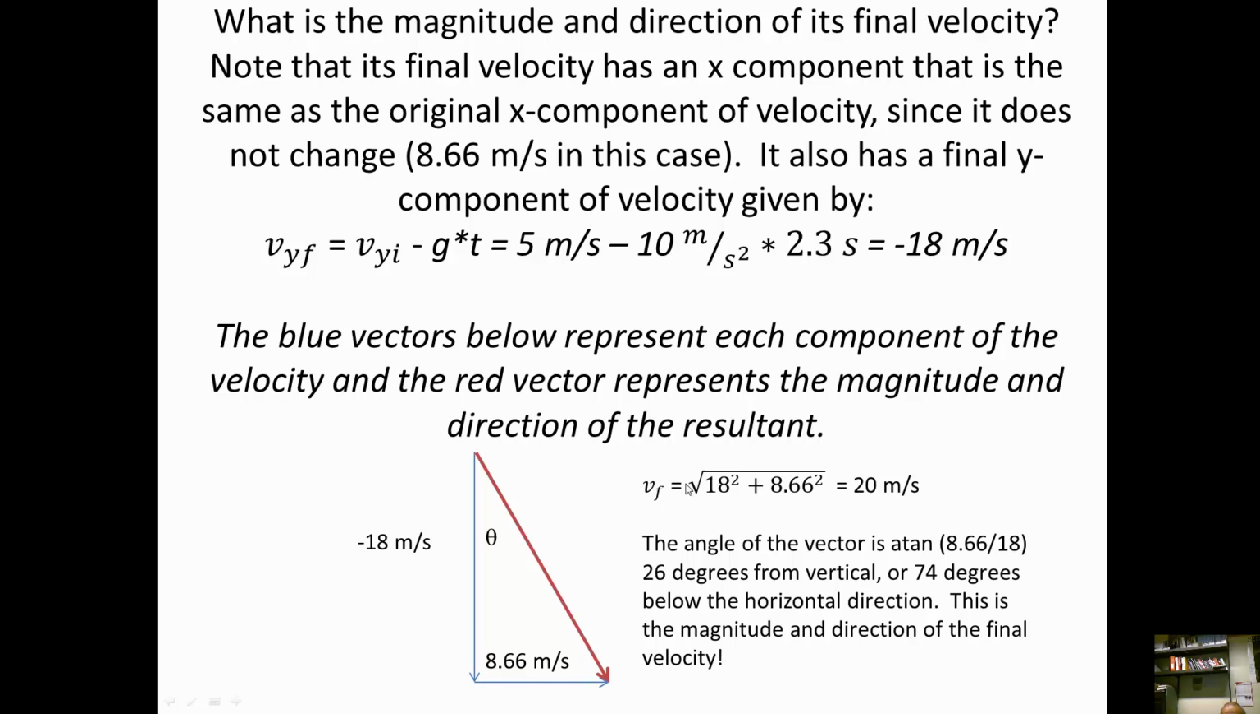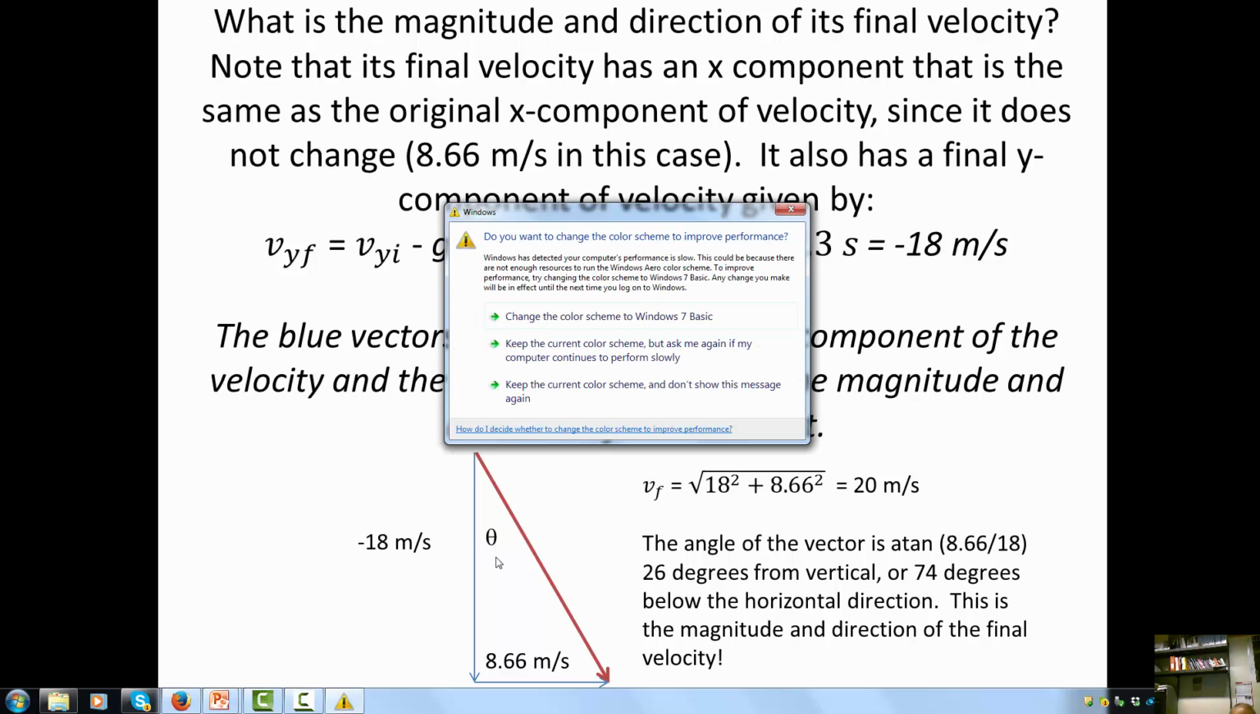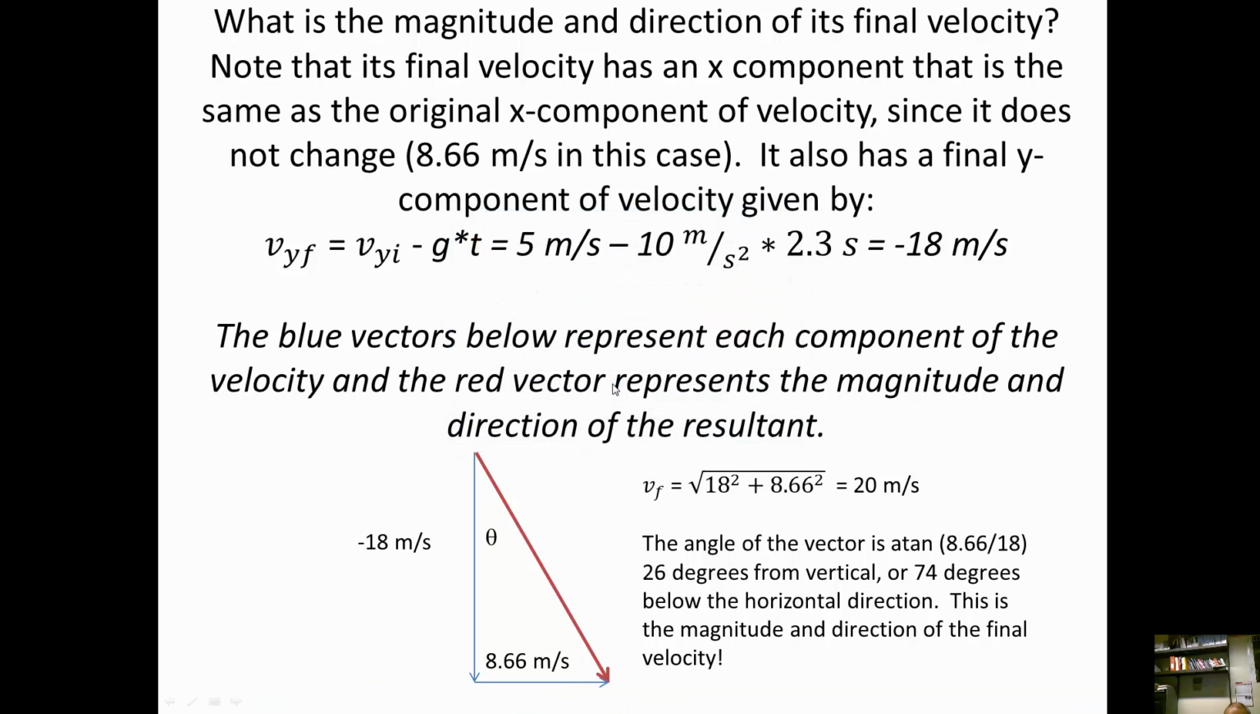So these are the two components of the final velocity vector. I can figure out the size of the velocity vector simply by using the Pythagorean theorem. It turns out that it gives me almost exactly 20 meters per second for the length of this vector here. The angle of this vector is important to know. What's the angle if you're playing baseball or something like that? You'd want to know what angle to hold your mitt so that you catch the ball. And so that's what this angle represents.